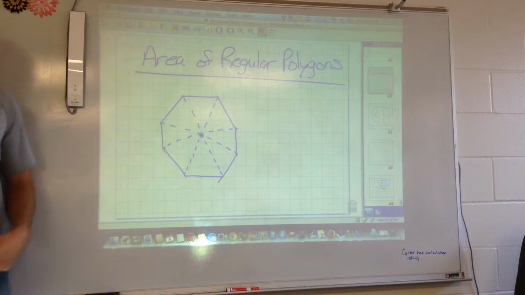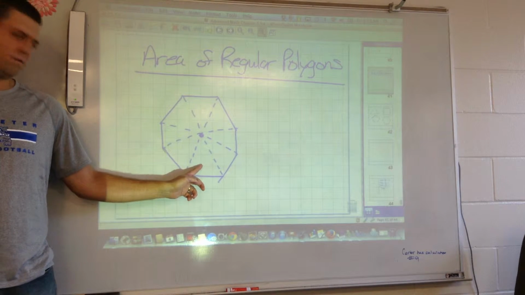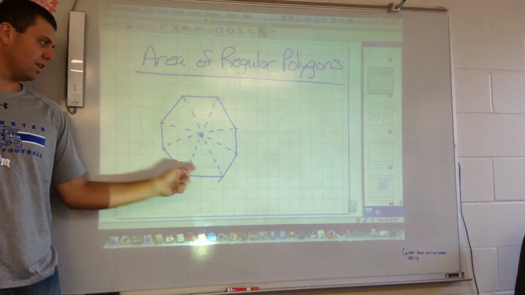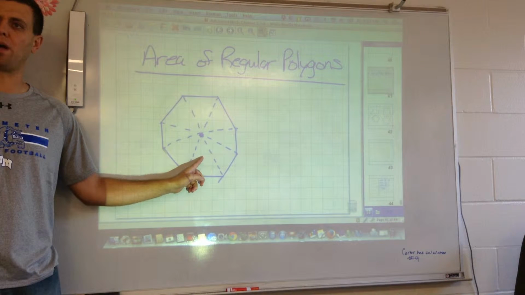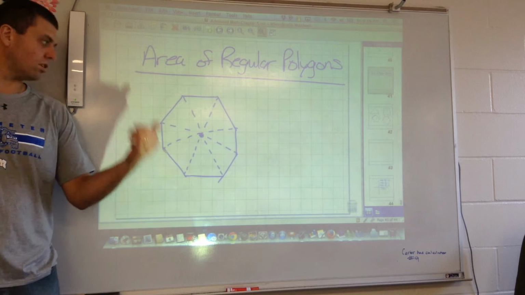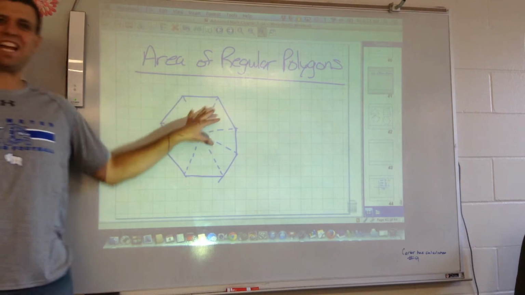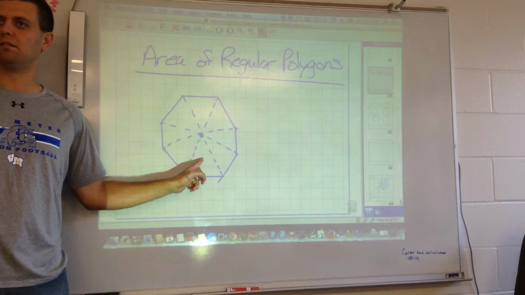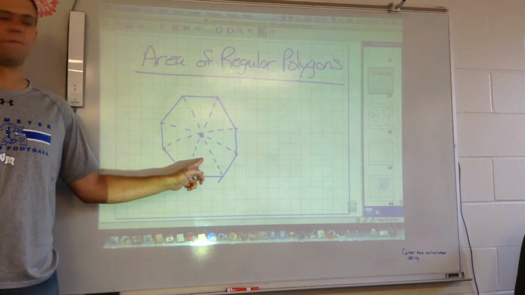And then, if you just find the area of one triangle, you have essentially found the area of each of those triangles. So in this case, if you find the area of one triangle, you could take that answer and multiply it by however many sides there are, however many triangles there are. In this case, there are 8 of them. So if I wanted to find the area of this octagon, I would just find the area of one triangle and multiply by 8. Okay?